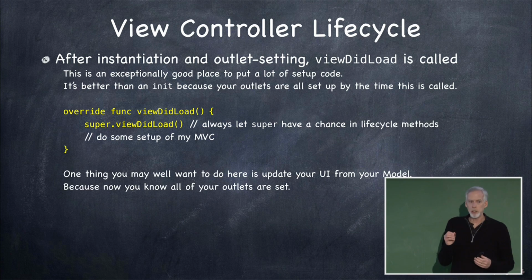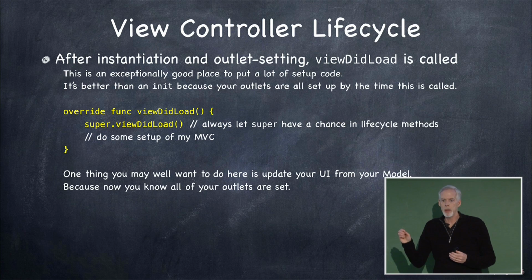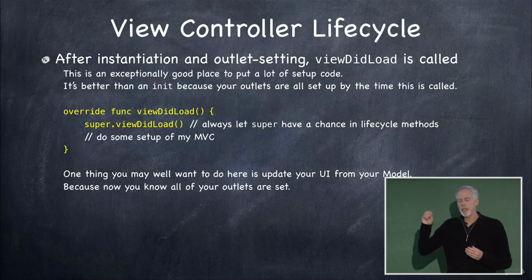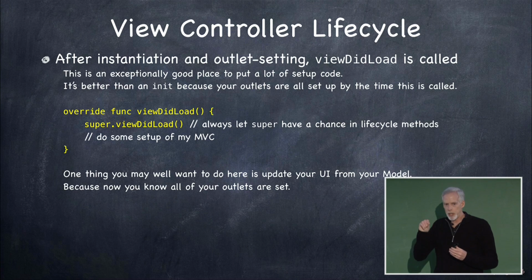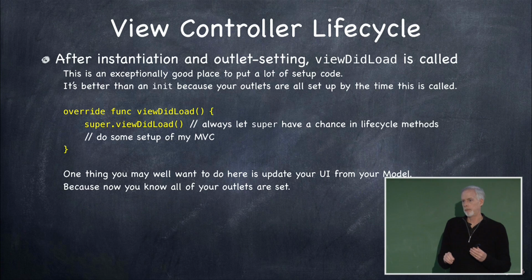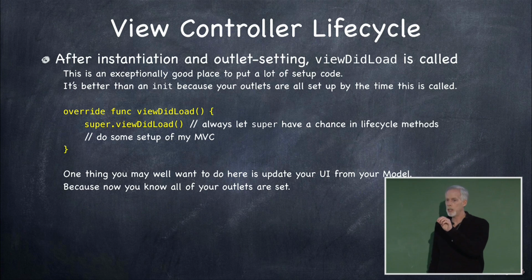One really good thing to do here is to update your UI. So you notice we had updateUI in the outlet setter property observer for faceView. More likely, you'd put updateUI in your viewDidLoad, because you know by viewDidLoad, everything is ready to be updated. Now, you're still going to want it in your model's didSet because someone might change your model after you've been loaded. But no one's going to change your outlets after you've been loaded. Your outlets get set up and now you own them.